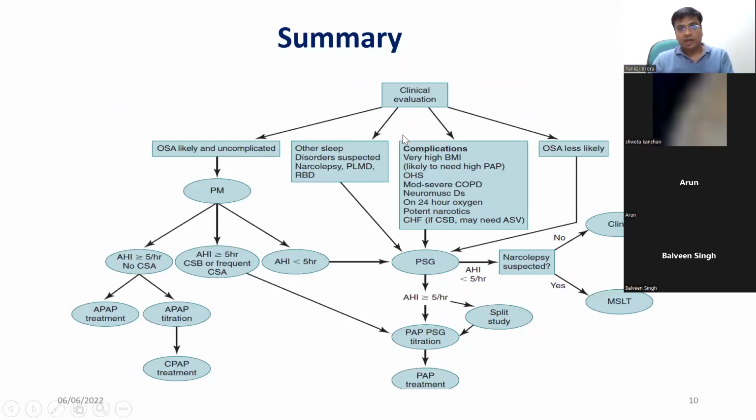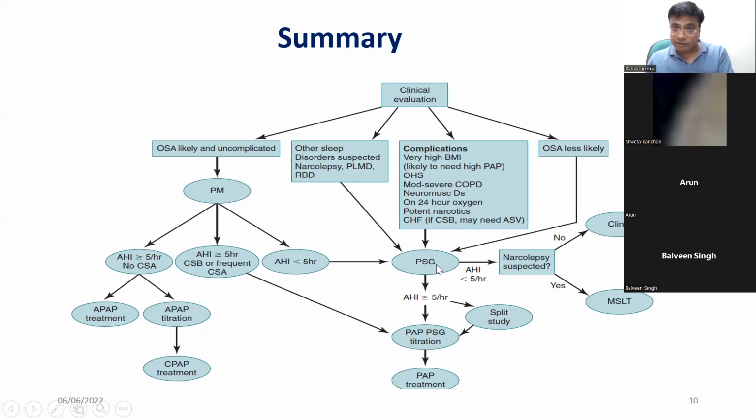Okay. So now I told you for PSG, there are comorbid disorders like narcolepsy, PLMD, RBD, or rhythmic movement disorders. Obviously, we should look for PSG. Or if there is a very high BMI, or the patient has OHS, that is obesity hypoventilation syndrome, or a neuromuscular disorder, or COPD, or is on 24-hour oxygen, is taking narcotics, or has CHF or CSB, then we should again look for PSG. So again, look for level 1 PSG only.